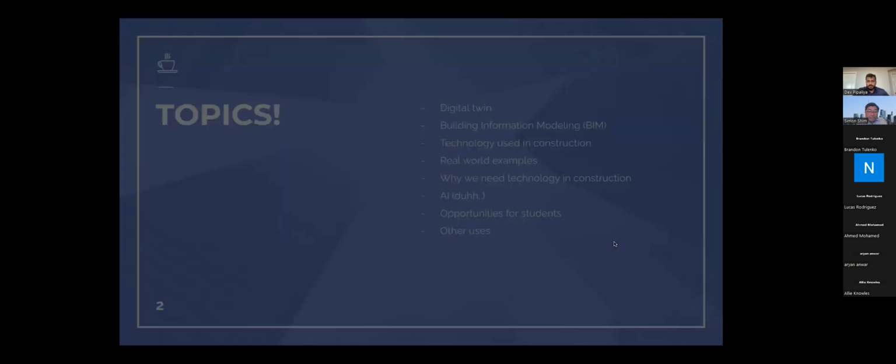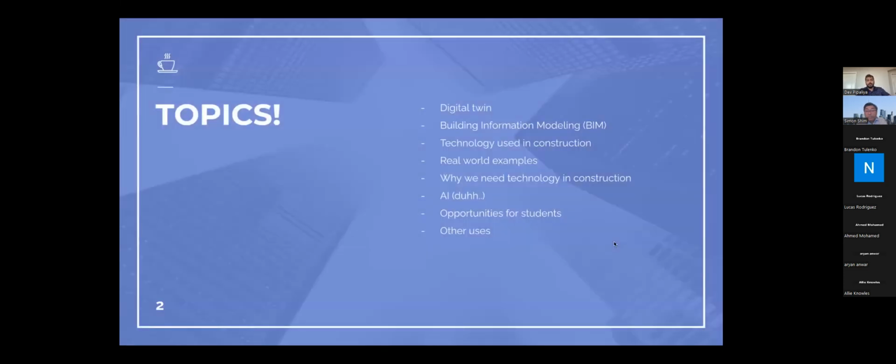Yeah, so we'll talk about digital twin. That's like a new upcoming word. Then there's BIM, which is building information modeling. That's a very important tool in digital twin.